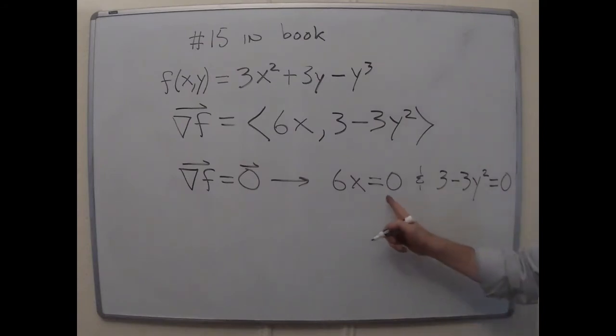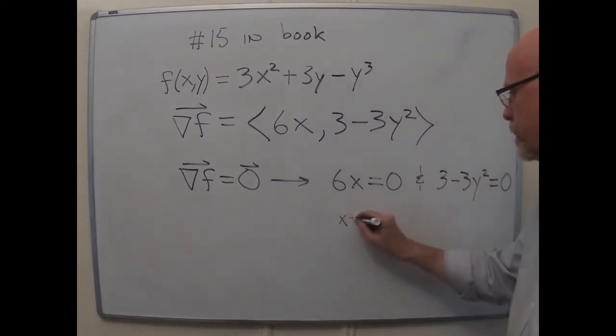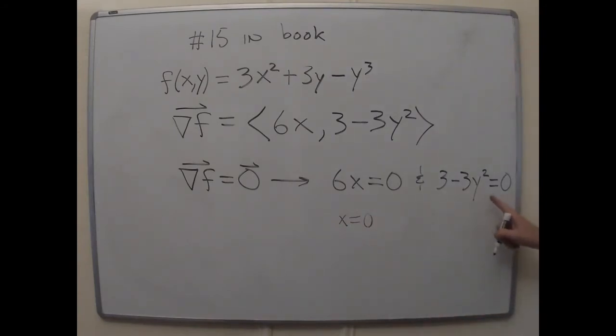Now, what do these two tell us? Well, if 6x equals 0, then x equals 0. But here we get something else. Can you just see that y squared would have to be 1? 3 minus 3 times 1 would give us 0. So if y squared was 1, you've got a solution. But if y squared is 1, that means y is either plus or minus 1.